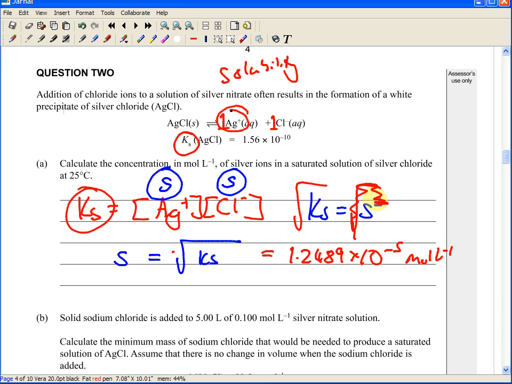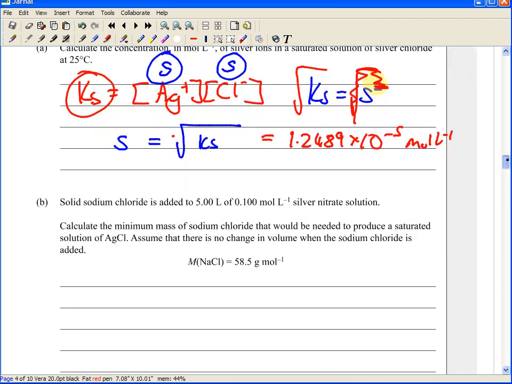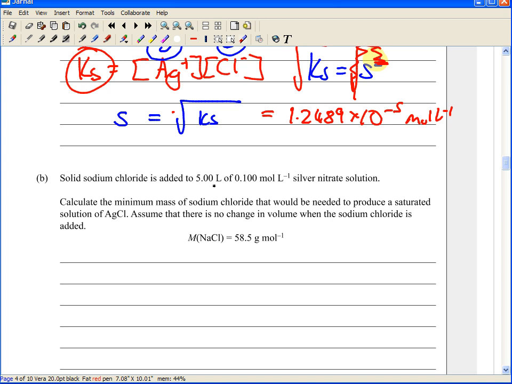Of course, it's not just the Ag plus concentration, it's also the Cl minus concentration. Right, let's go further down there. Solid sodium chloride is added to 5 litres of that much silver nitrate solution. Calculate the minimum mass of sodium chloride that would need to produce a saturated solution of AgCl. We know that a saturated solution is when that Ks value is reached by getting the Ag plus and the Cl minus multiplied together, correct?